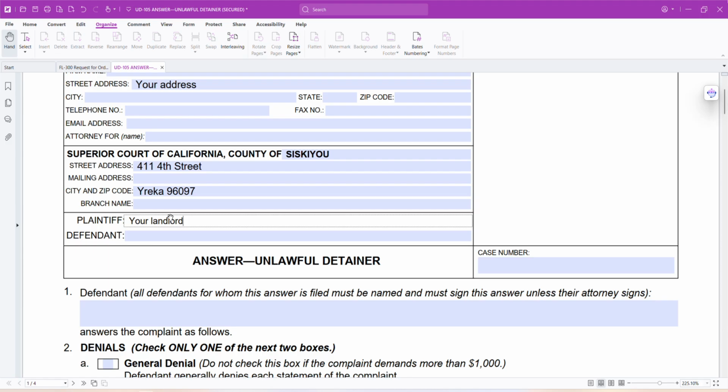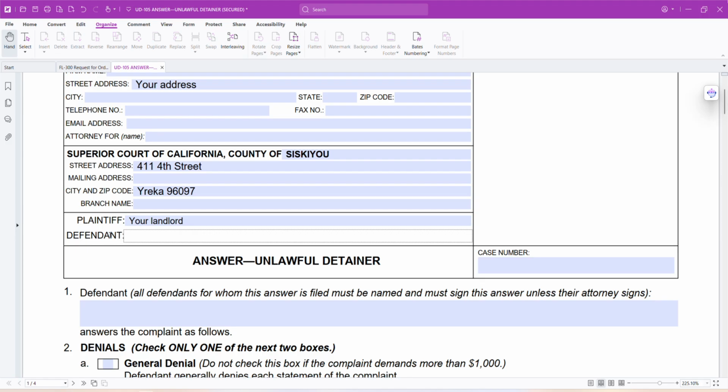Okay, the plaintiff, this is your landlord. This is the person who has filed the complaint and has had you served with the summons and complaint. If you have received a summons and complaint, you have 10 business days to file an answer. So don't miss that time. If you do not file an answer within the 10 business days, you risk the landlord entering a default judgment against you, and you may be removed from your house ultimately without a court hearing. File the answer to preserve your right to have a court hearing.